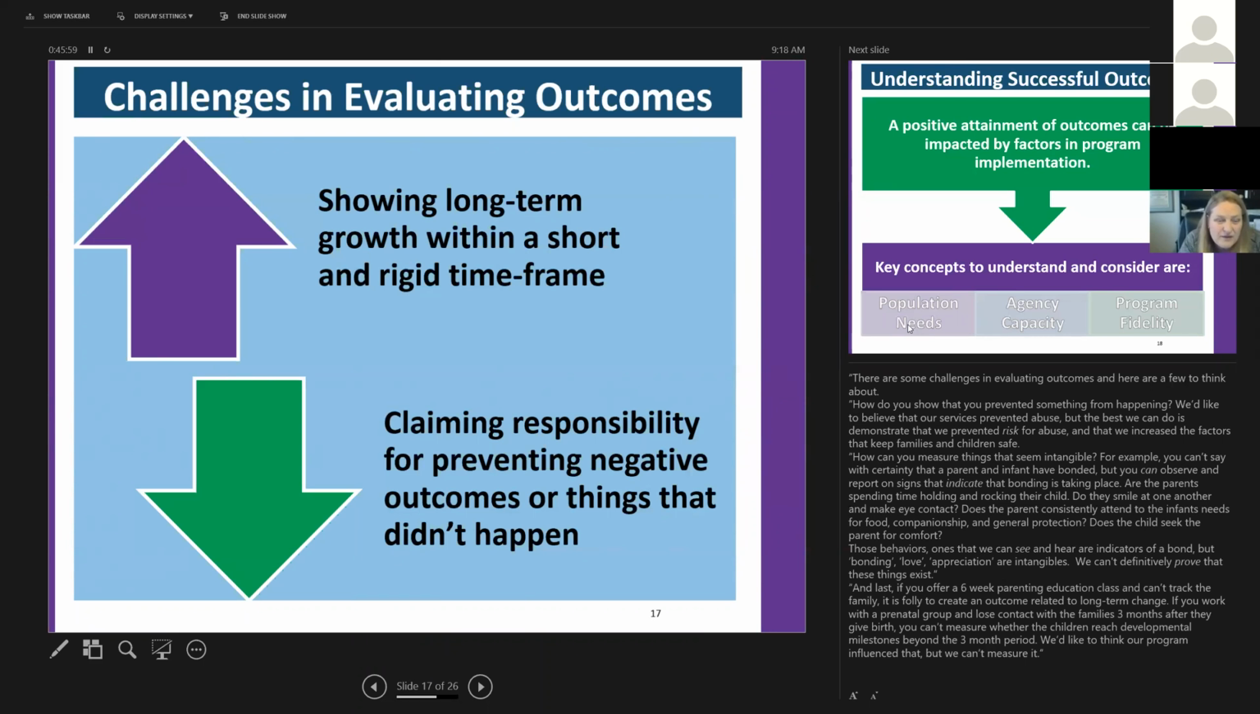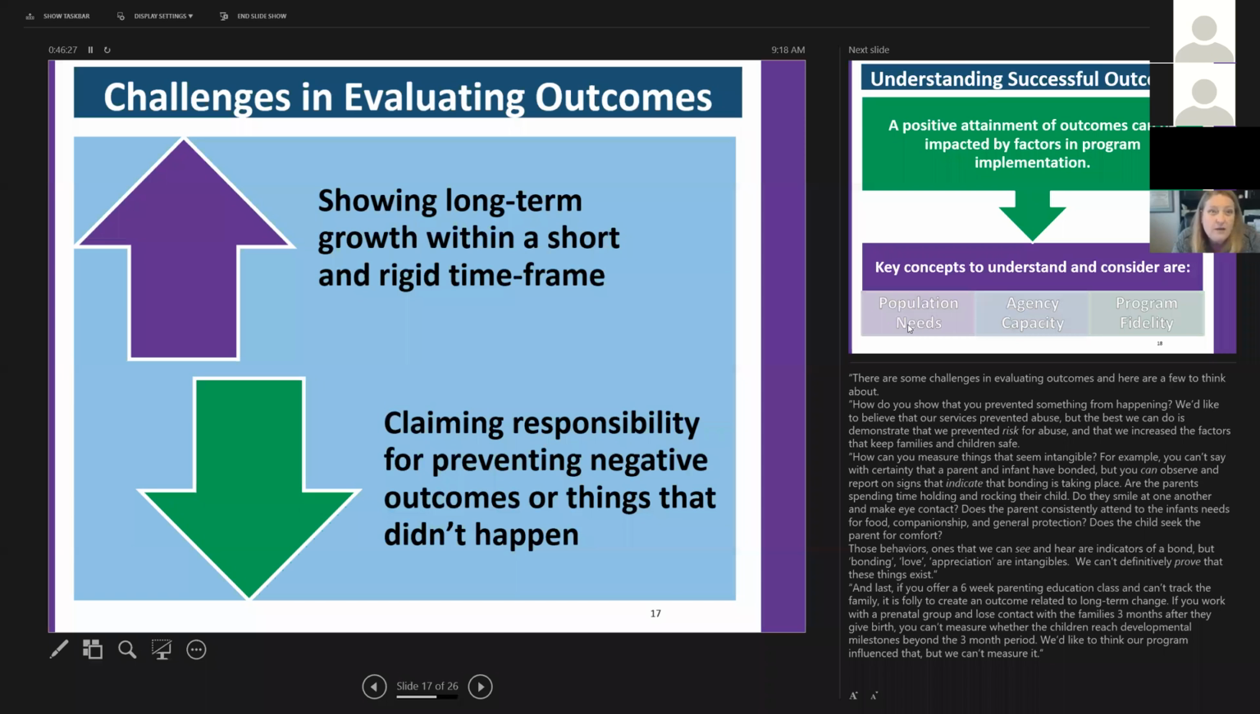So a couple of the challenges that we see most frequently in the type of work that we do is, first and foremost, what I talked about, showing long-term growth within a short-term and very rigid time frame. And then also the piece that we sometimes want to claim responsibility for preventing negative outcomes or things that didn't happen. So what do I mean by that? I mean that we're in the prevention of child abuse and neglect, right?